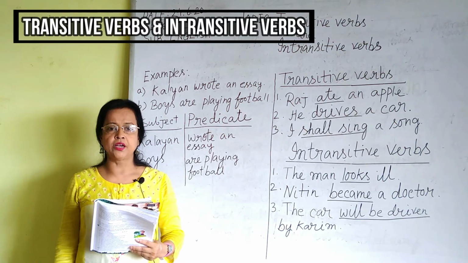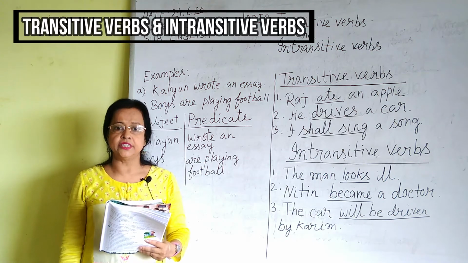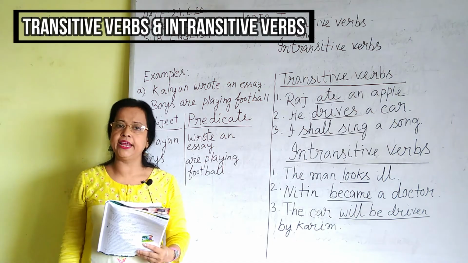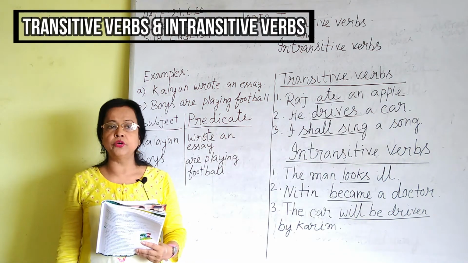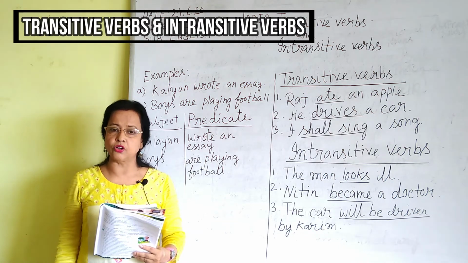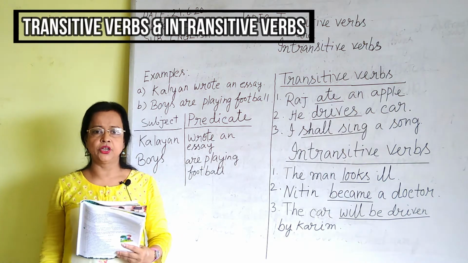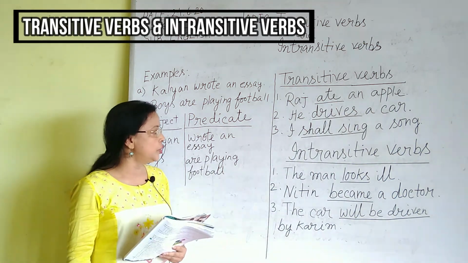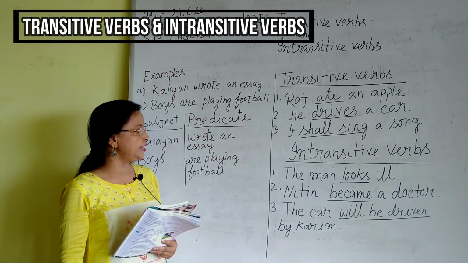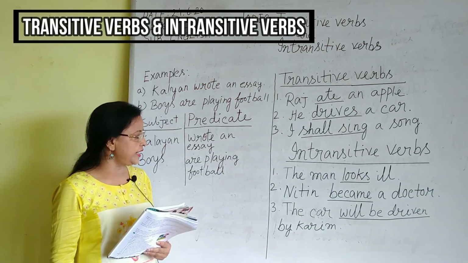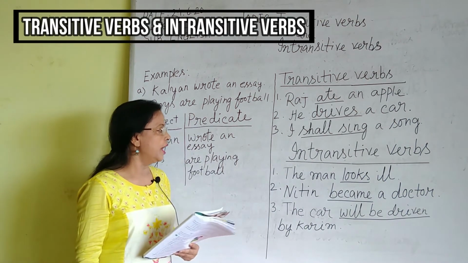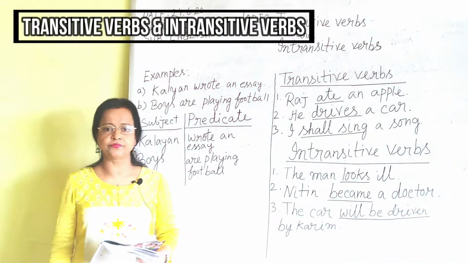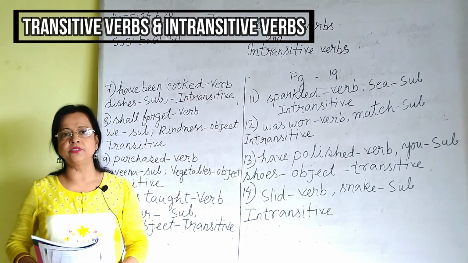Intransitive verbs are verbs which do not have an object. Again I am telling you, a verb which does not have an object is called an intransitive verb. Look at the board. I have written 3 sentences. The man looks ill. Number 2, Nitin became a doctor. Number 3, the car will be driven. The underlined words are intransitive verbs. Okay? Dear students, now move on to the exercise.